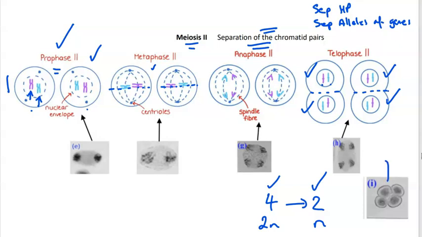And you can see here in this final image we have the so-called tetrad of 4 haploid cells, which result from meiosis I followed by meiosis II.